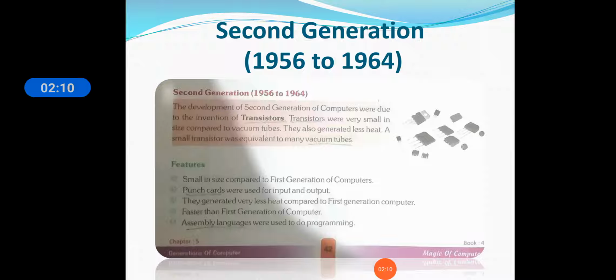Punch cards were used for input and output. It generated very little heat compared to first generation computers, and was faster than first generation computers. Assembly language was used to do programming, so programming was introduced, and assembly language was used in this second generation of computers.